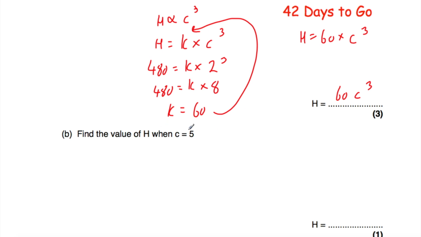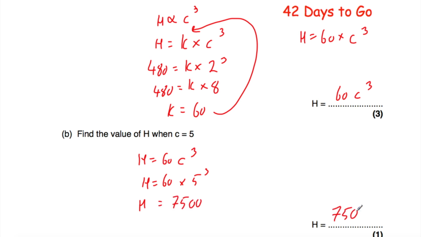Okay, next, our next part. Part B asks us to find h whenever c is equal to 5. So that means that h is equal to 60 multiplied by c cubed. So we're going to substitute 5 in here. So we're going to get that h is equal to 60 multiplied by 5 cubed. And when we do that, we get 7,500. And that's it. So h is 7,500.